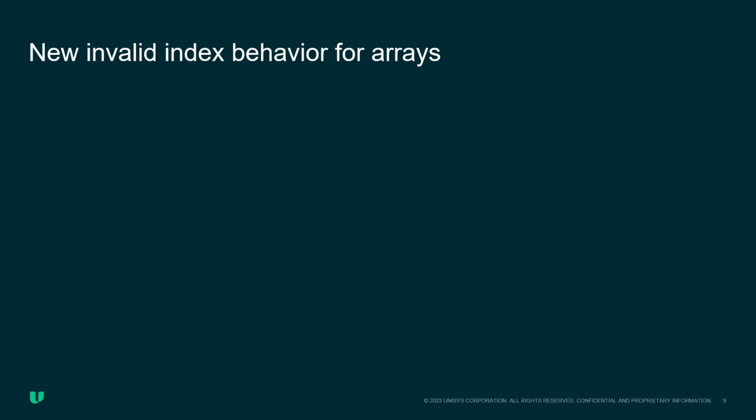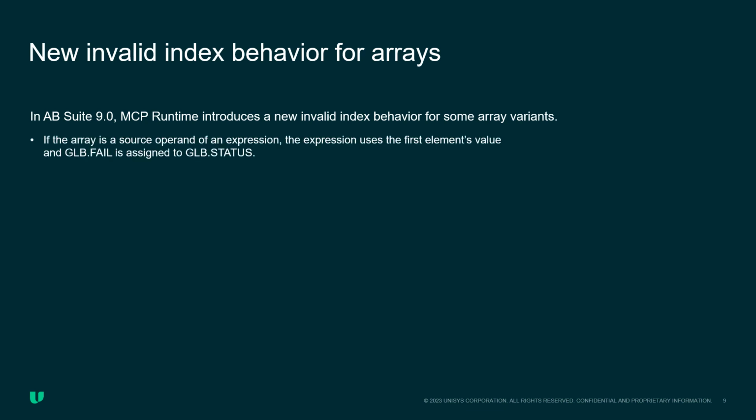New invalid index behavior for arrays. In this release, we introduce a new invalid index behaviour for some array variants. If the array is a source operand of an expression, the expression will use the first element's value and glb.fail will be assigned to glb.status.